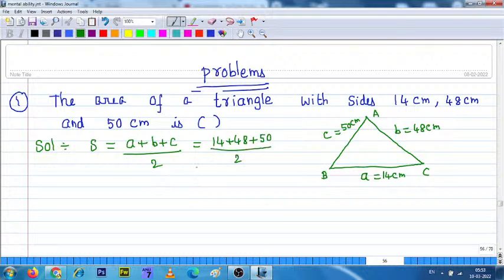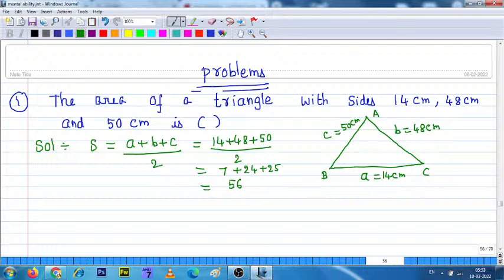చూడండి, ఈచ్ ని 2 తో డివైడ్ చేసుకుంటాం. 7, 24, 25. So 24 plus 7 is 31. 31 plus 25 is 56. Am I correct now? Sorry, 31 plus 25 is 56. This will be 56. 56 is the semi perimeter.